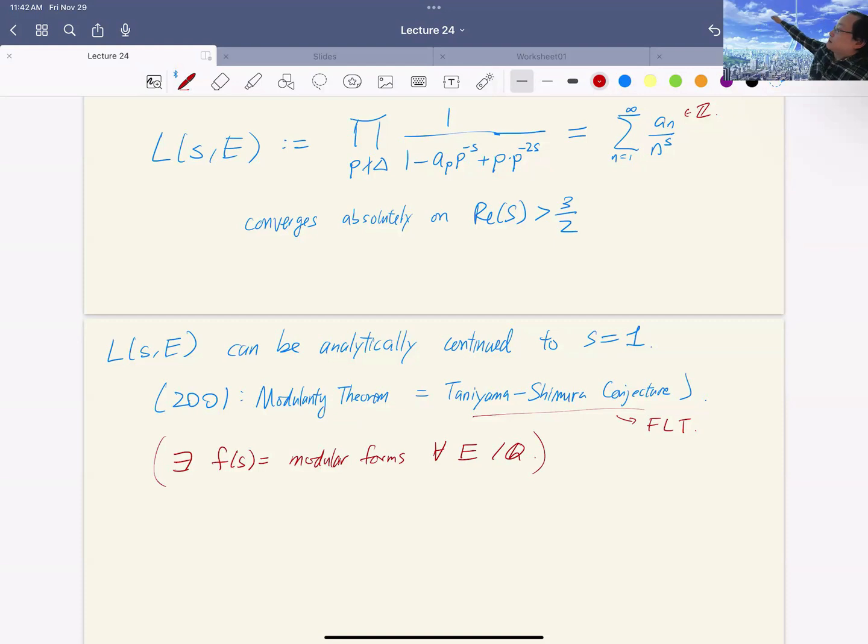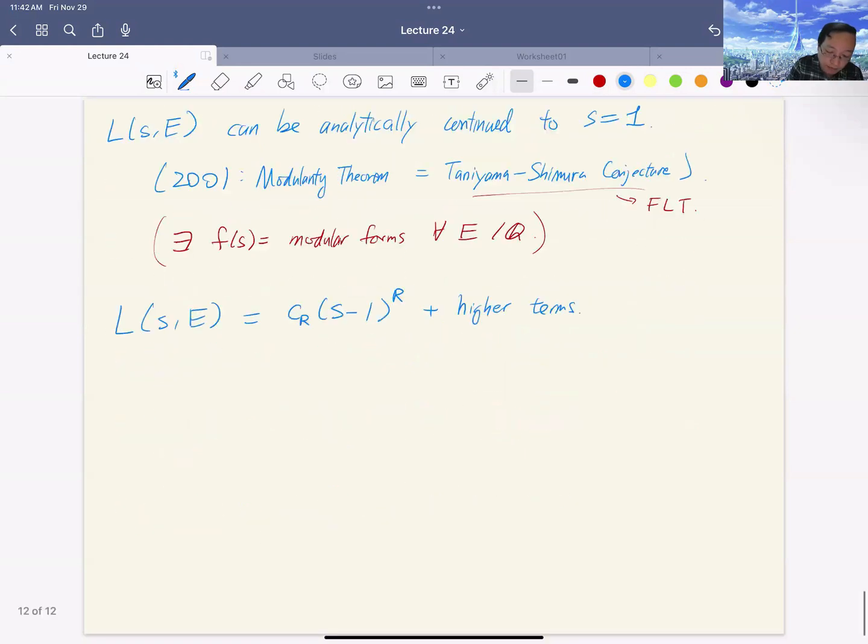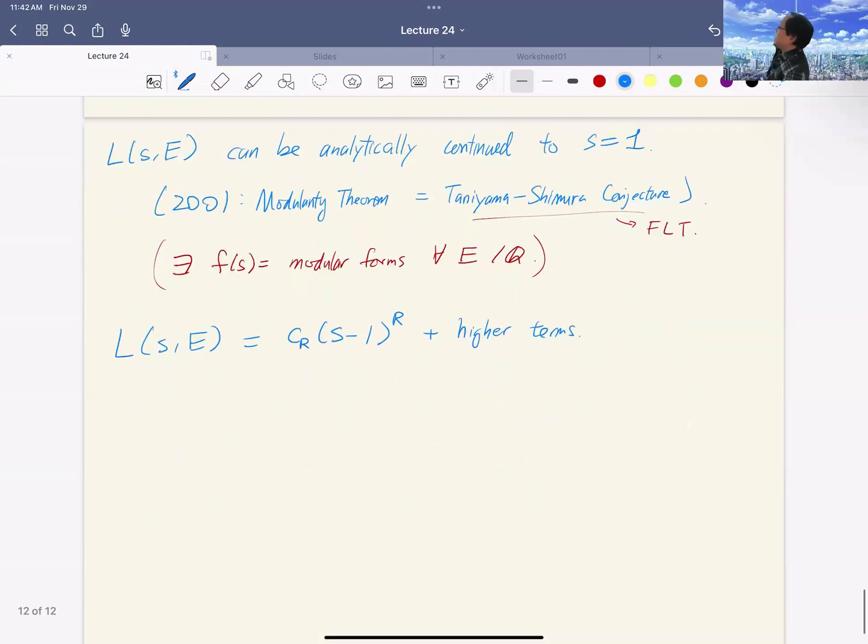this result says that I can now ask what happens for L at s equals 1. So one thing we know is that it has no pole at s equals 1, so the value is finite. The value of L(1) is finite. And it turns out that it is finite, which means you can write its Taylor series or power series, right? So it will begin with (s minus 1) to some integer power, and higher terms.